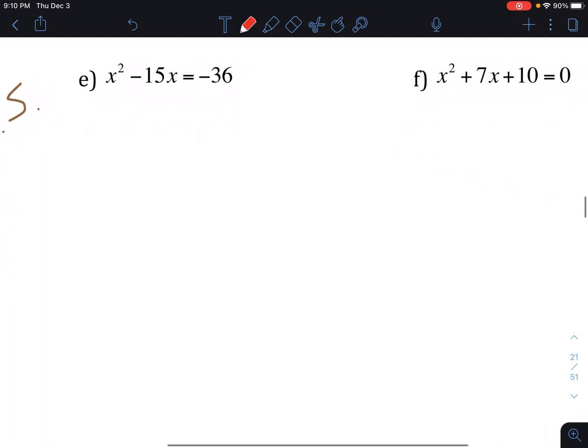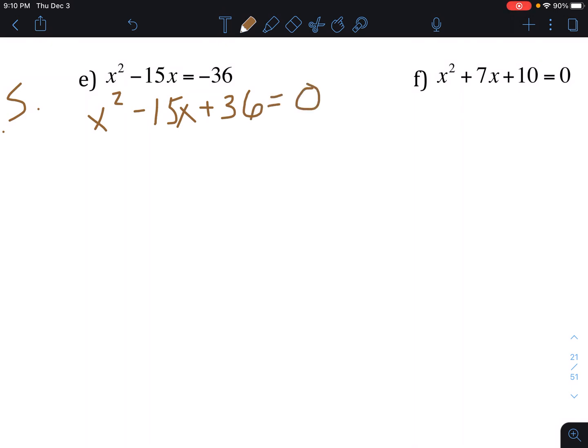Letter E is not set equal to 0. I'm going to add 36. Careful with my placement. It's going to be at the end. The third term, it's a constant. The C term, if you will. All right, no GCF here. I do have an easy trinomial.